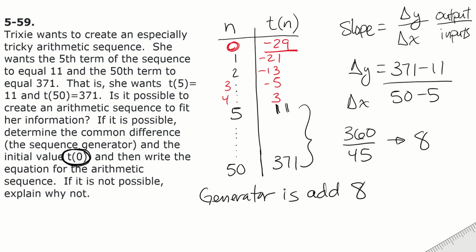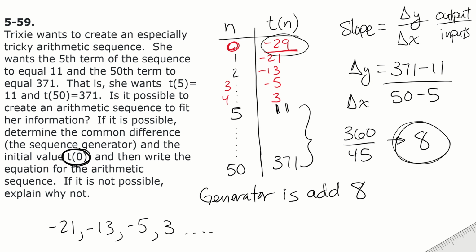So the sequence itself looks like this: negative 21, comma, negative 13, comma, negative 5, comma, 3, and then it continues like that. But now that I know the 0th term and I know the generator is plus 8, I can use both to write down the sequence. This sequence is t of n equals 8 times n minus the number 29.